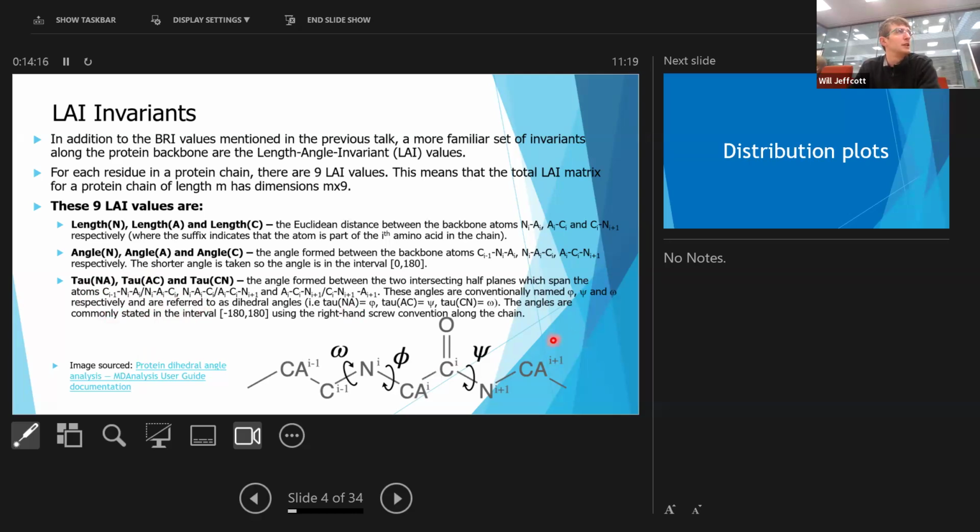These are conventionally named phi, psi, and omega in the literature. So our tau NA is what's normally phi, tau AC is what's normally psi, and tau CN is normally omega. Generally in the literature, these angles are stated in the interval minus 180 to 180 using the right-hand screw convention along the chain. So some of our definitions are going to differ slightly, but I'll go into that as we go along.